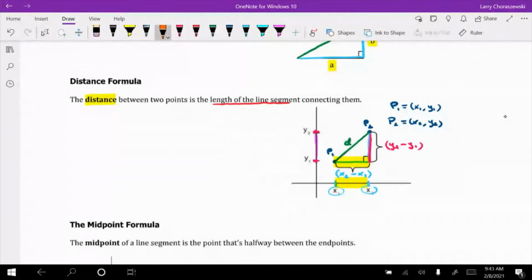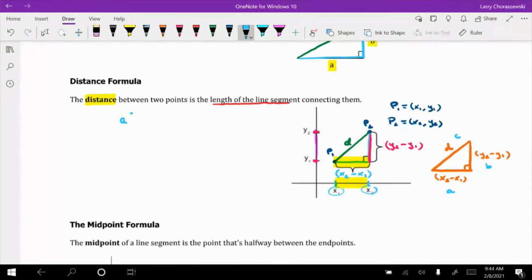So, what does this all mean? Well, let me take this out of context and just make it a little cleaner looking. If this is D, this is x2 minus x1, and this is y2 minus y1, then we can relate all three of these expressions with the Pythagorean theorem. x2 minus x1 is like a special expression for A, y2 minus y1 is a special expression for B, and then D is just a replacement for the letter C.